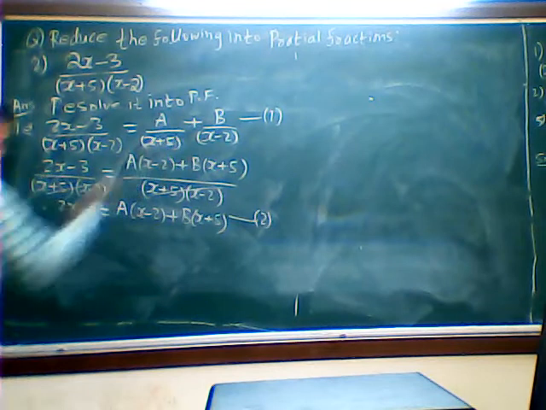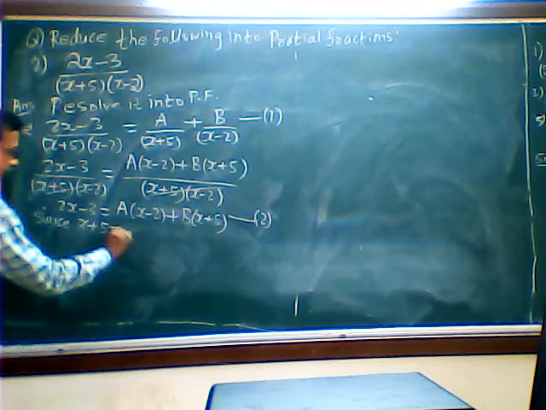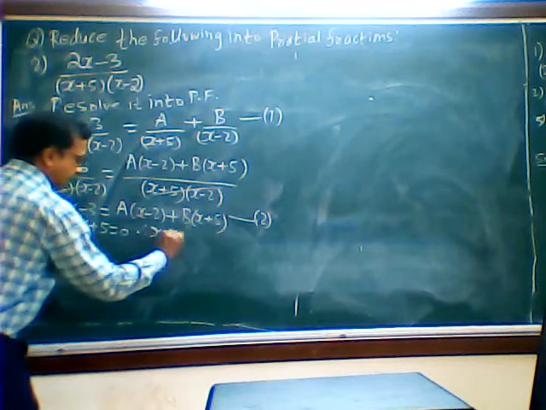Now I will say here, since x plus 5 is equal to 0, therefore x is equal to minus 5.